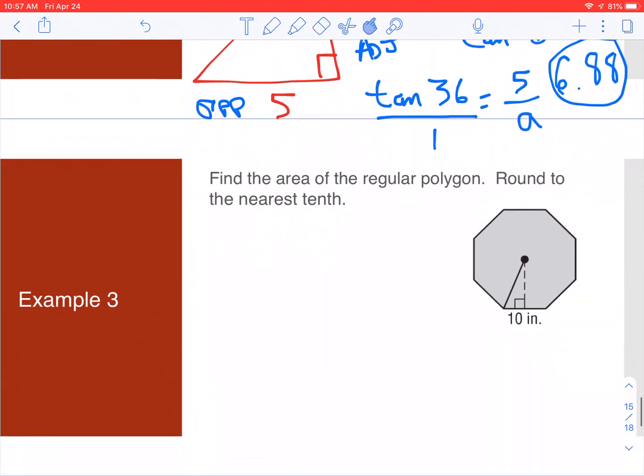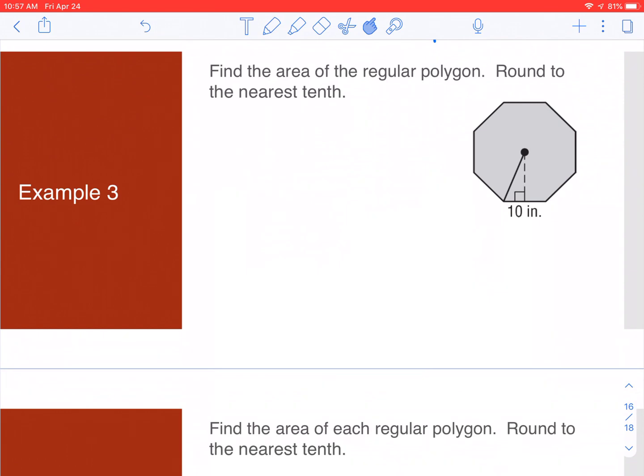Okay, let's try another example. Here I have an octagon. How do I know that so quick? Well, the count of the sides, it looks like a stop sign. So my equation, area equals 1/2 apothem times perimeter. I'm going to do the same thing I did on the other shape. I'm going to go a little faster this time. Perimeter is 80, 8 times 10.